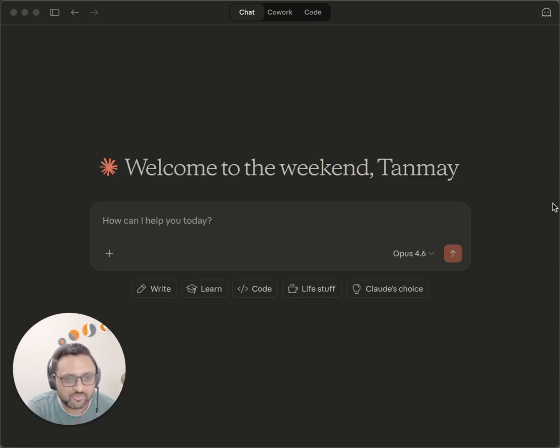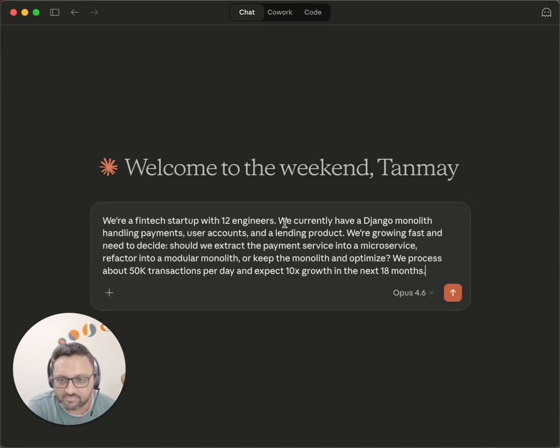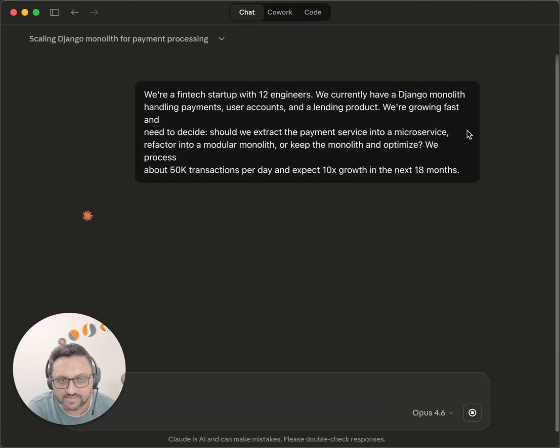I'm going to give you one paragraph, a real scenario. We are a fintech startup with 12 engineers. We currently have a Django monolith handling payments, user accounts, and a lending product. We are growing fast and need to decide: should we extract the payment service into a microservice, refactor into a modular monolith, or keep the monolith and optimize? We process about 50K transactions per day and expect 10x growth in the next 18 months. Now let me go and start analyzing this.